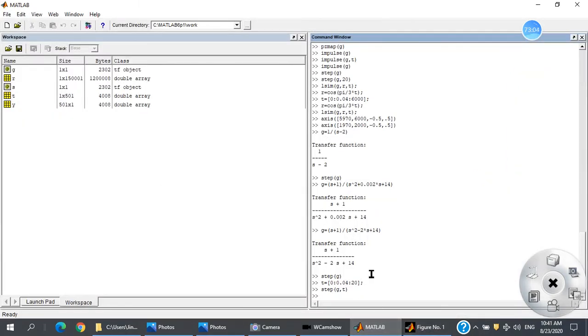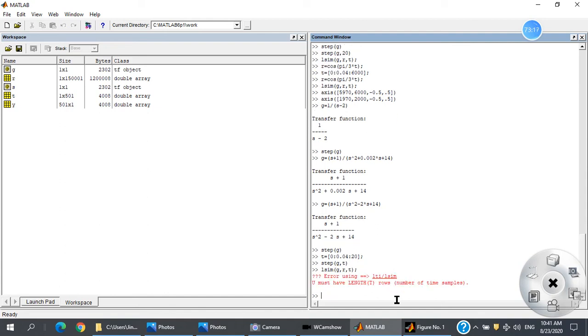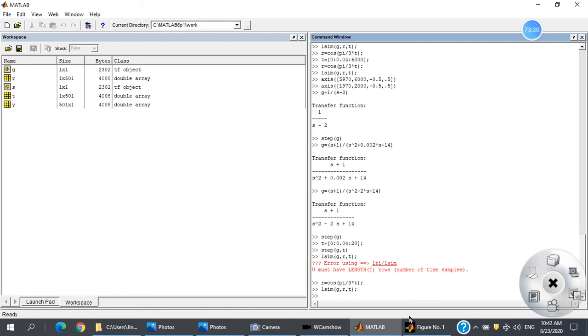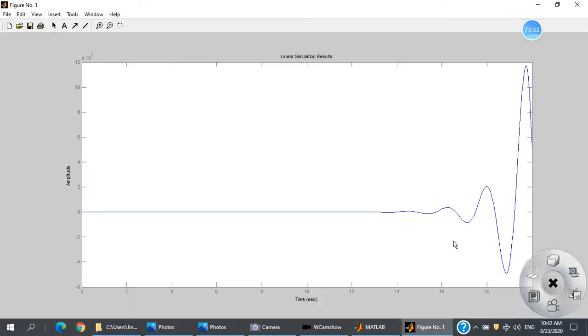Then for the sinusoid case, if we use this T, I use a sinusoid. What do I have? U must be... Oh, I didn't give R. I need to calculate R again because I changed T, so R also needs to change. Then this one. Yeah, similar thing. The input is a sine, but because the system itself goes to infinite, the output will go to infinite.